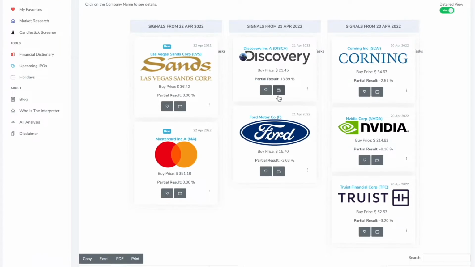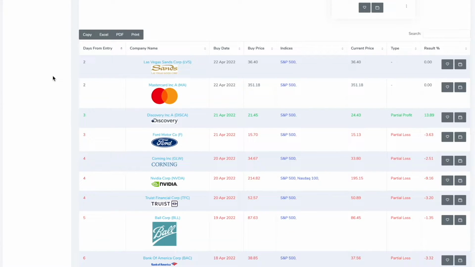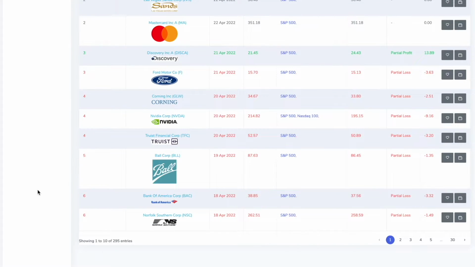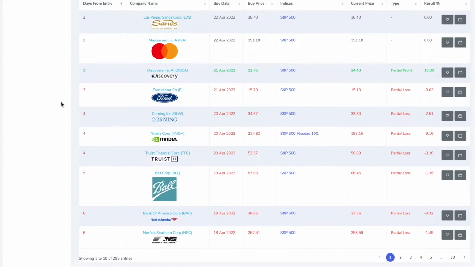These are just the latest ones, but if we scroll down, see underneath here, we will see the same info in a list format, but now we have a list of all signals. And we can see here that we have 295 entries, and we can go back and see all of them in detail. The red means a partial loss, and the green means a partial profit. So let me expand into this.